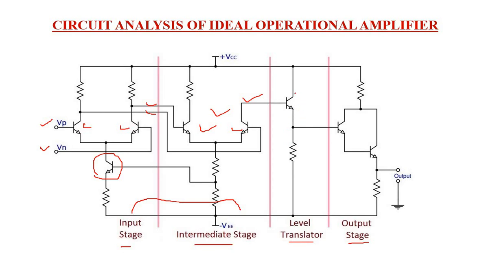The level translator stage is actually the emitter follower amplifier. This is an amplifier, but a buffer amplifier, which has unit gain. So it does not contribute to the gain or CMRR of the amplifier. It simply brings down the DC level to ground, because these two stages are coupled directly. So there is a DC level shift well above the ground. To bring it back to the ground, this level translator is generally used.